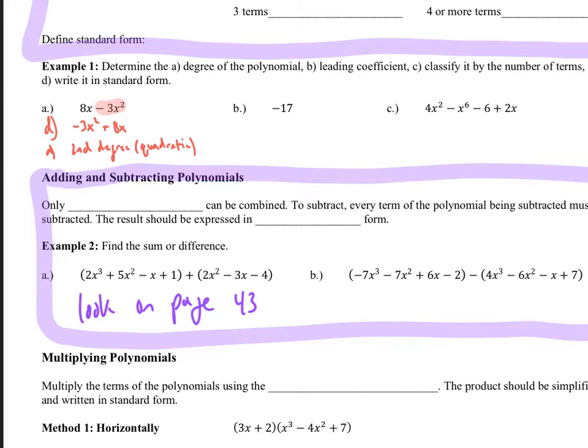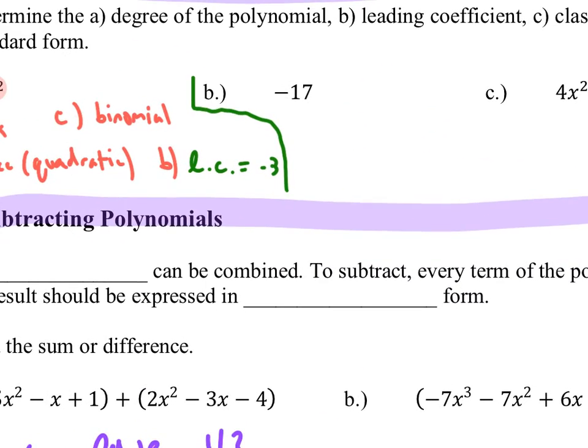And then classify the number of terms. That has two terms, so that is a binomial. And then, oops, that was C. I'm all over the place here. And then B is leading coefficient, so once it's in order, first number. I'm just going to abbreviate that LC, and that's equal to negative 3. So just kind of go through that stuff, nothing crazy.